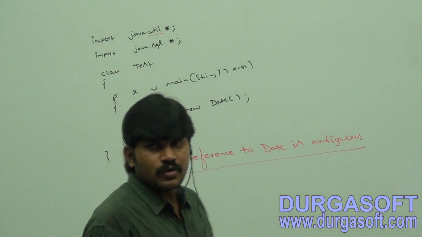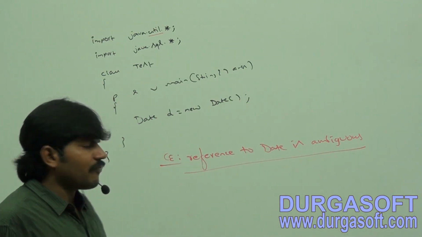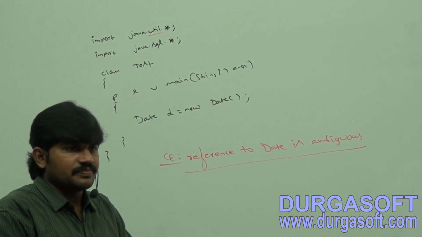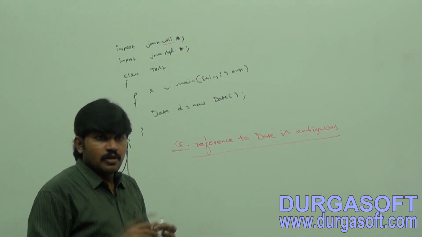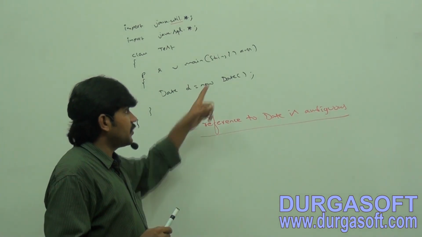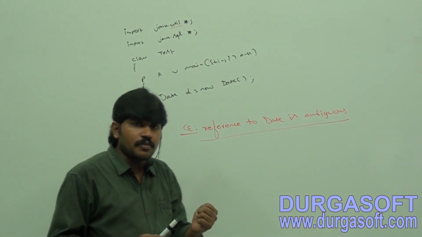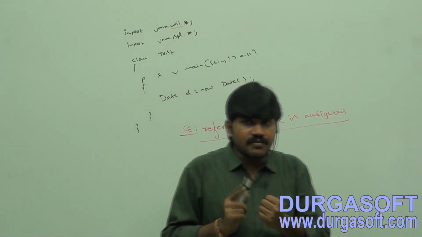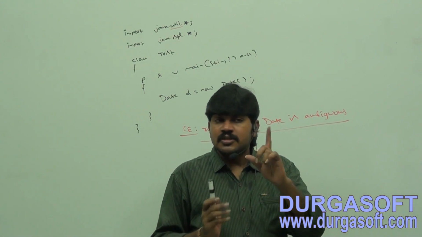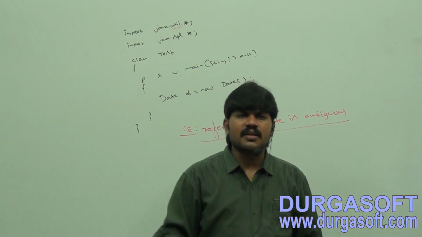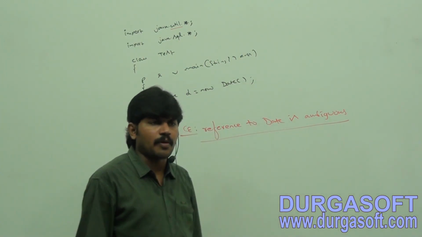Okay, now I have one more doubt. Almost around 5,000 Java classes are there in different packages. In one case we are facing this problem: Date is available in the util package, and Date is available in the SQL package. Similar to Date, do you have any other case where we may get the same type of problem?